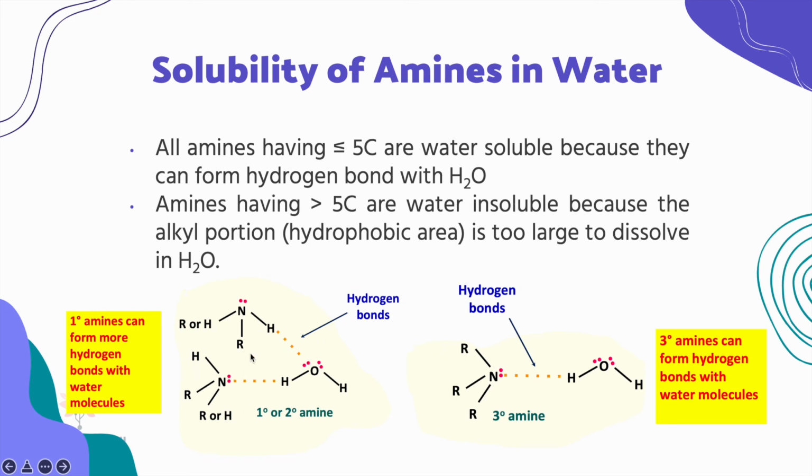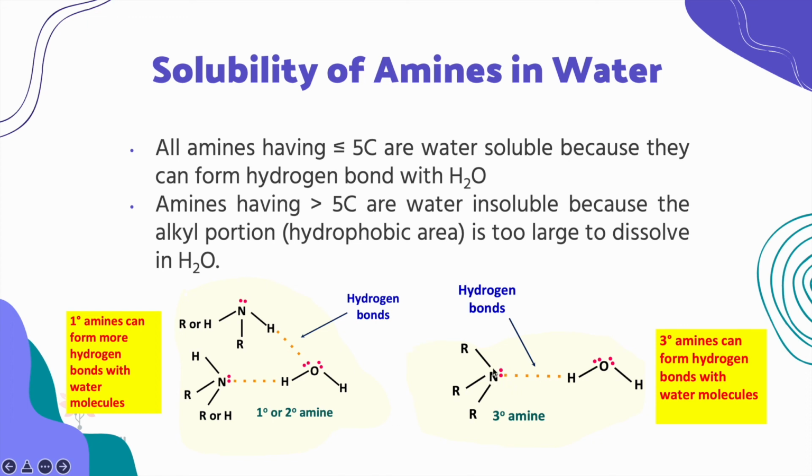So this is a primary or secondary amine. It can form hydrogen bonds with water. The hydrogen will form a hydrogen bond with the oxygen lone pair. Primary amine can form more hydrogen bonds with water molecules because primary amine has more hydrogen. That's why it can form more hydrogen bonds. Secondary amine has 1 hydrogen only. So that's why secondary amine can form fewer hydrogen bonds compared to the primary amine.